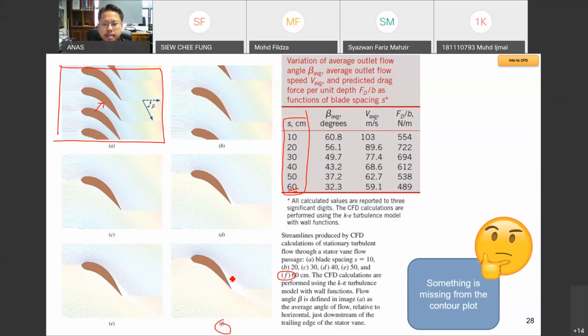But the problem is we are missing the contour plot, so we cannot really understand what these colors represent. So please keep in mind that when you are doing any CFD study, make sure to include the contour plot, the legend over here, so that we can understand what phenomena is happening.